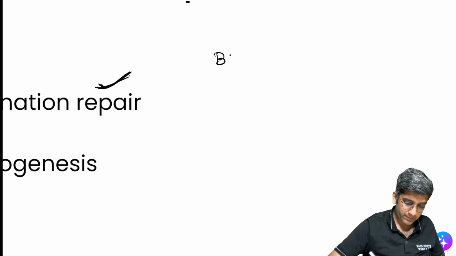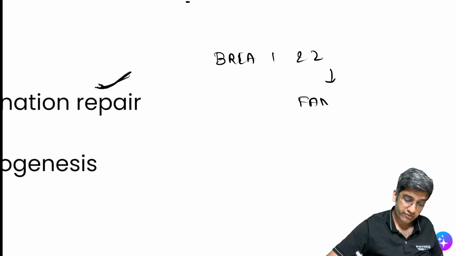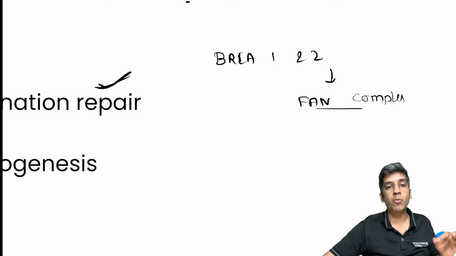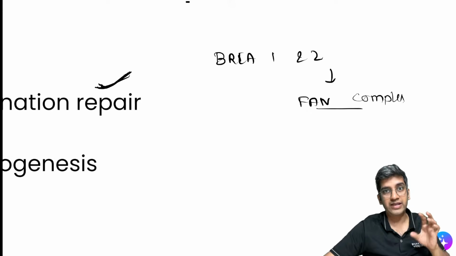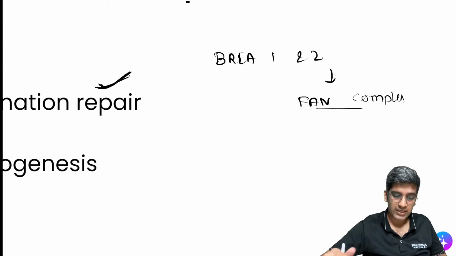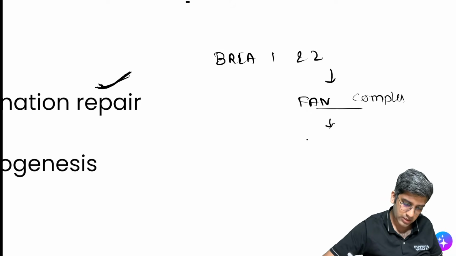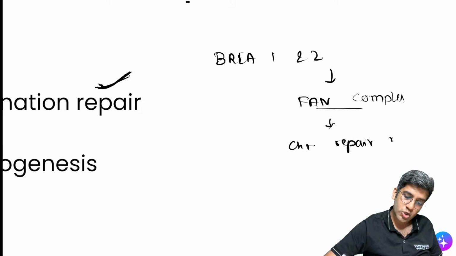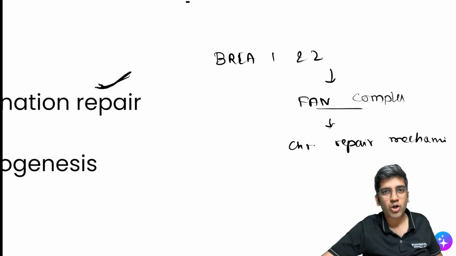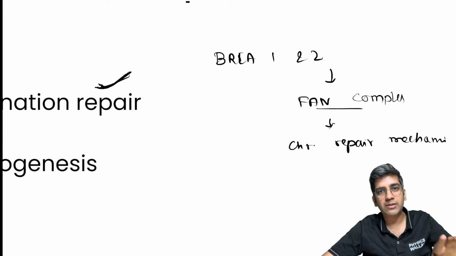BRCA1 and BRCA2 form a complex, a component of the FAN complex. The FAN complex's role is the homologous repair mechanism. They are involved in the chromosomal repair mechanism, right? This is a complex which helps in chromosomal repair. So once this is gone, I'll end up having problems. The same problem is where you have Fanconi anemia also.